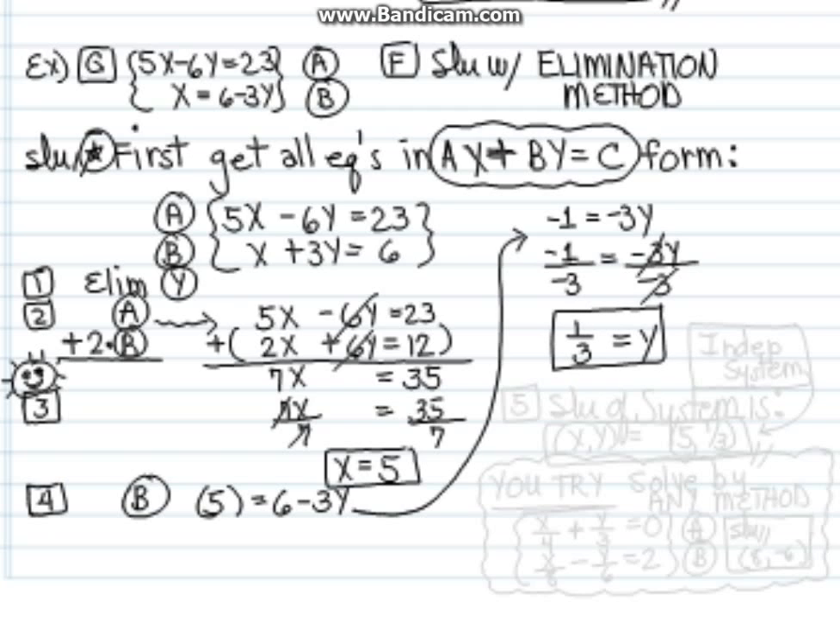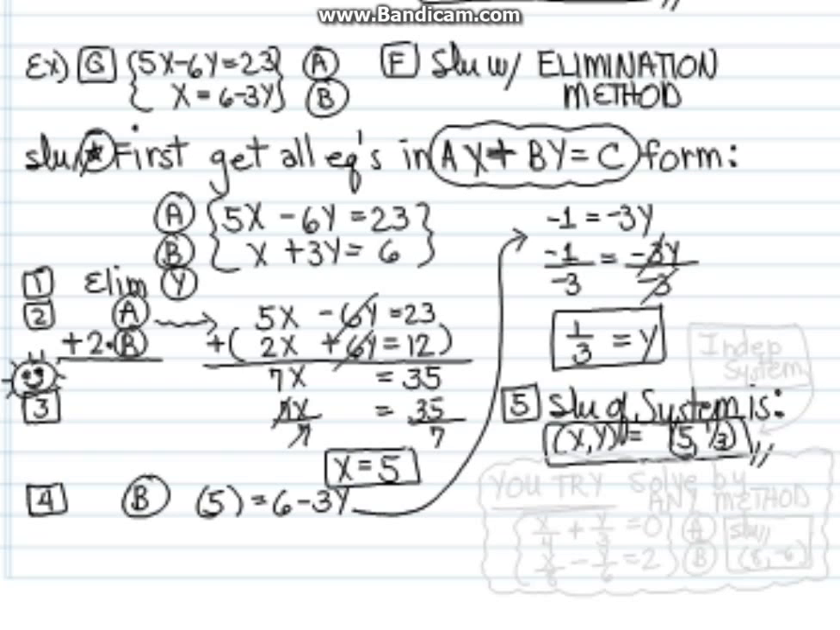And then the last step, step 5, I conclude by writing my solution of the system is the ordered pair x, y equals 5, 1/3. So we got the same exact answer that we got in the previous video. We used a completely different method.